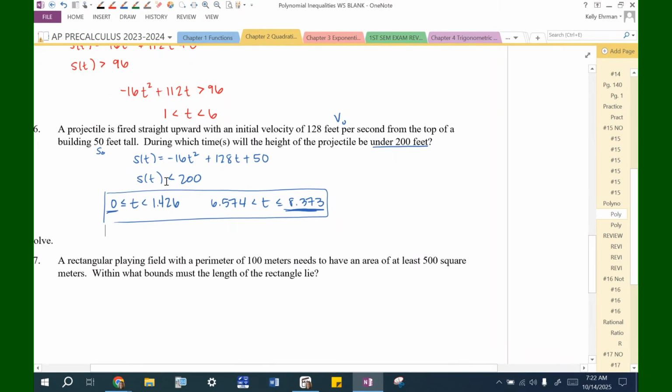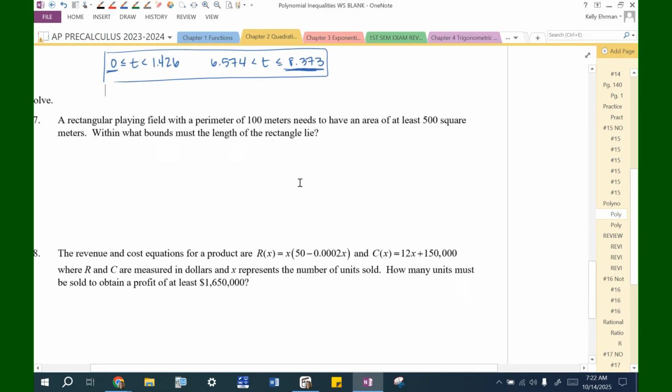So you have lots of options for how to solve when you have Desmos, which is kind of nice. A rectangular playing field with a perimeter of 100 meters needs to have an area of at least 500 square meters. Within what bounds must the length of the rectangle lie?